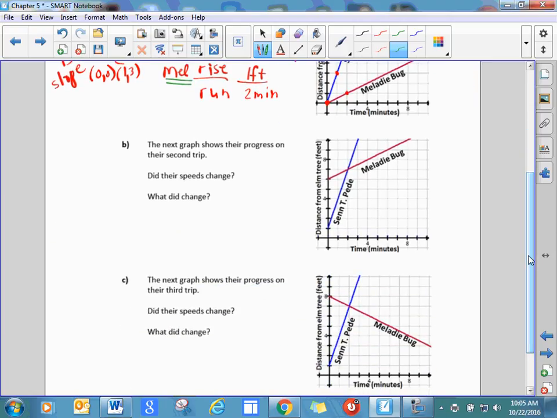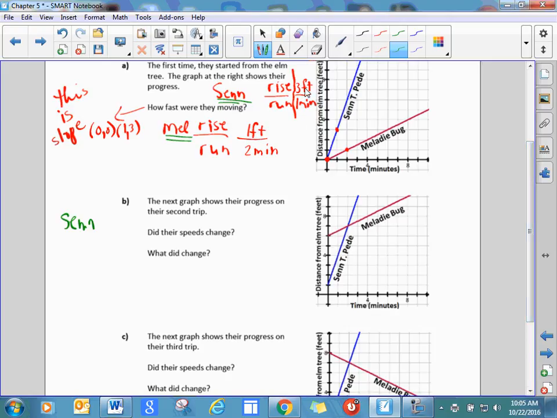So now something else is going on with them. This is showing their progress on their trip, and we want to know if their speeds change. So in other words, did their slopes stay the same? So Mr. Centipede, we remember his slope was 3 feet to 1 minute. Let's look at his progress here. So now he's starting at this point right here, and that point right there is perfectly on the graph. So again, it's rising up 3, it's running 1. So his slope, his speed, did not change.